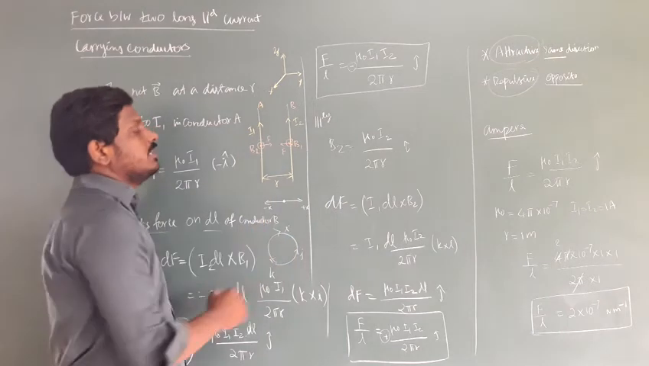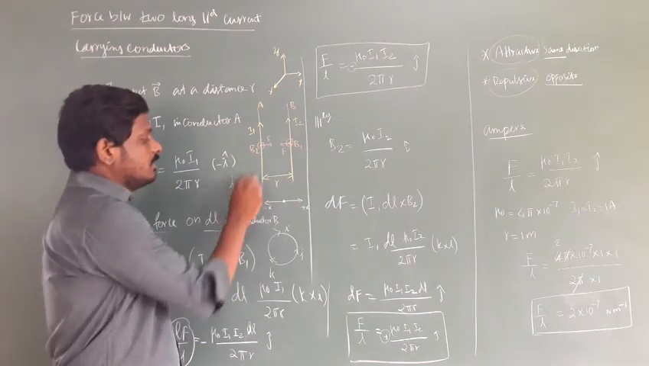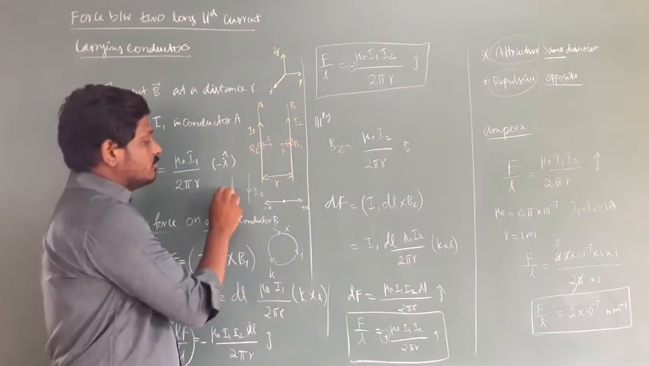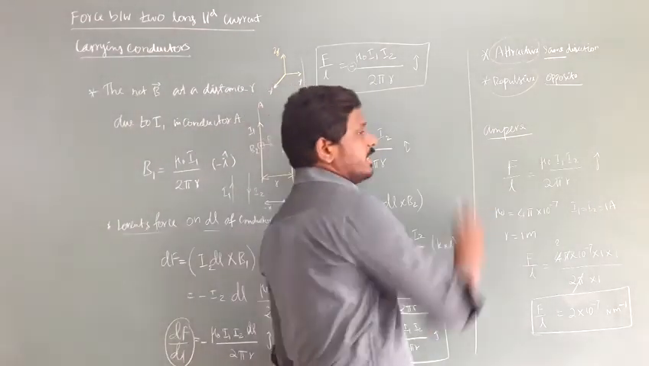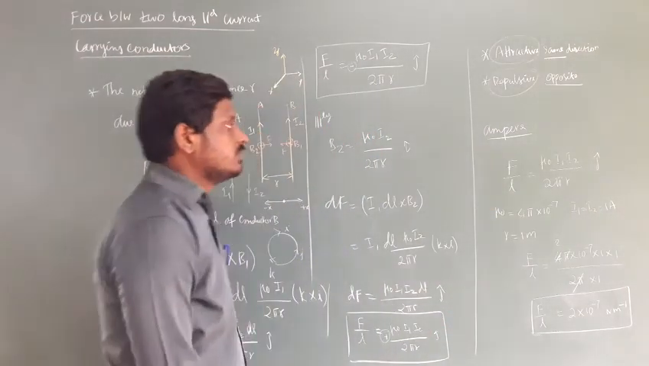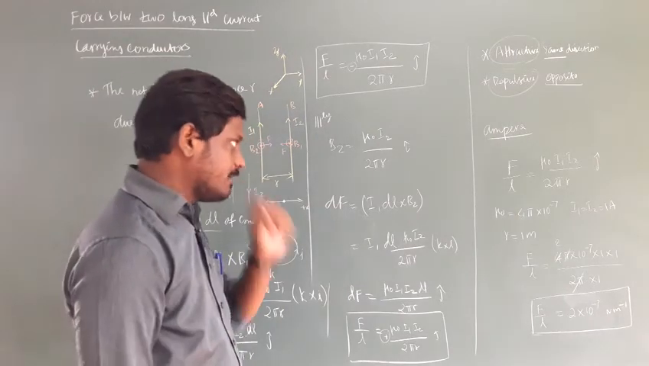If it is in the opposite direction, so current I1 goes upward, current I2 goes downward, there is a repulsive force between them. Then finally, ampere. Ampere is a unit of current. So define 1 ampere. What does 1 ampere mean?